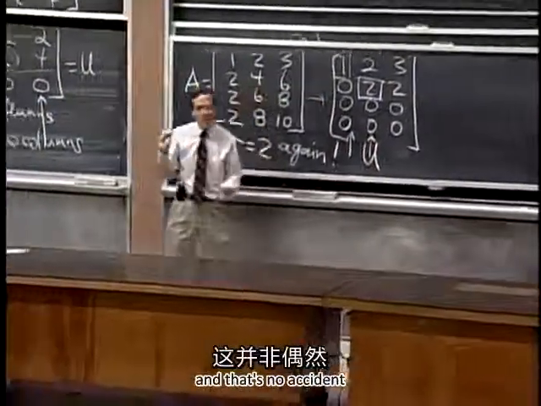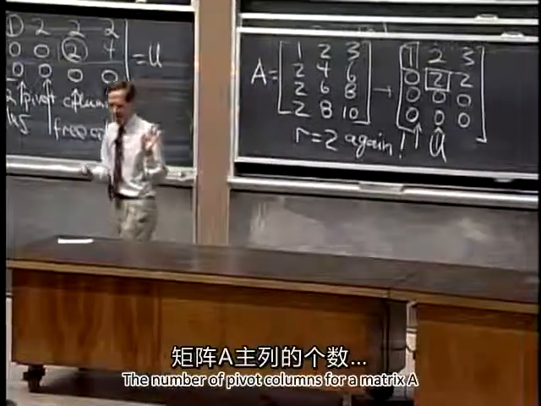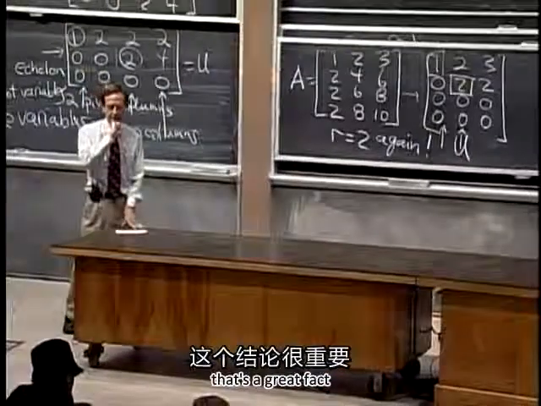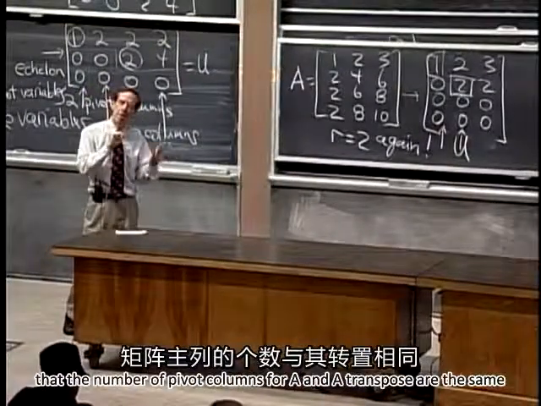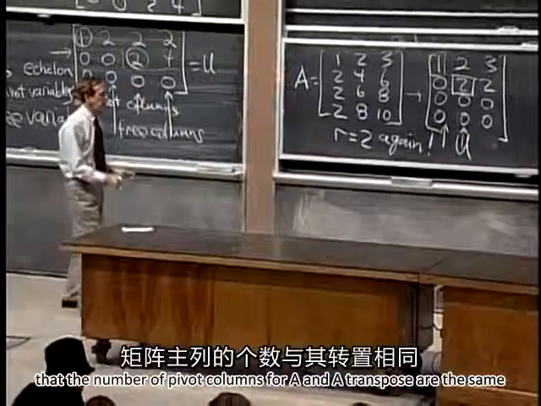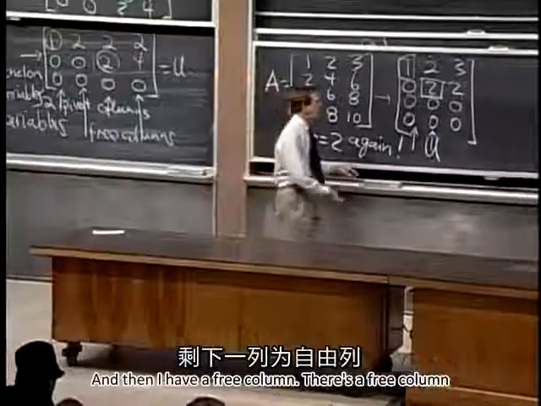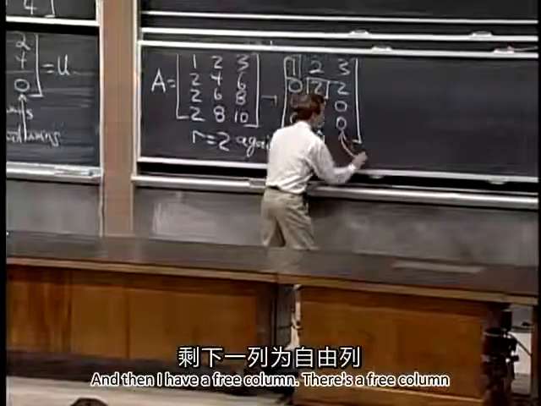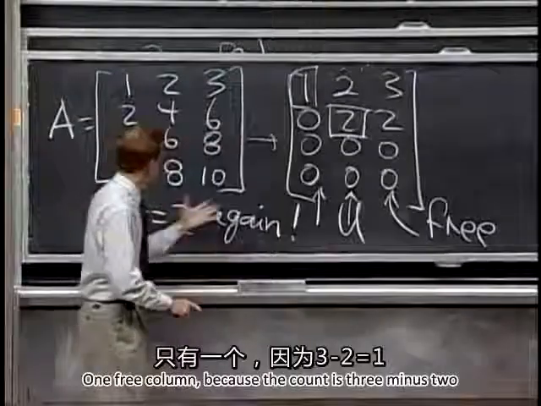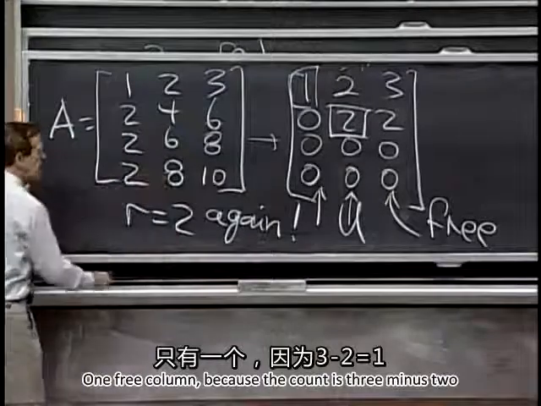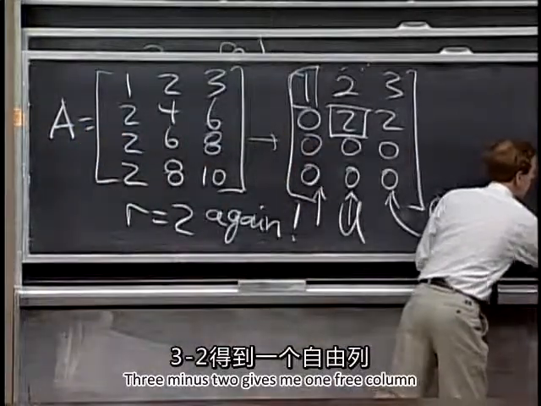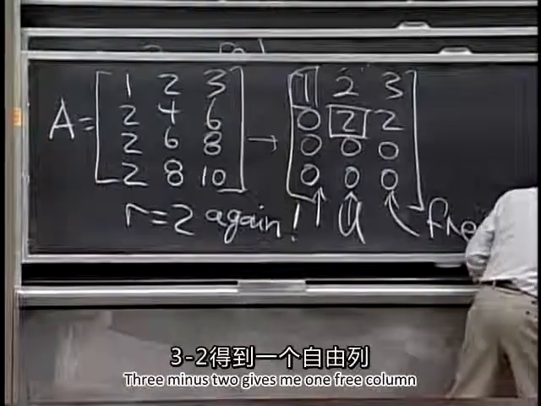And that's no accident. The number of pivot columns for a matrix A, that's a great fact, the number of pivot columns for A and A transpose are the same. And then I have a free column. There's 1 free column, because the count is 3 minus 2, which gives me 1 free column.